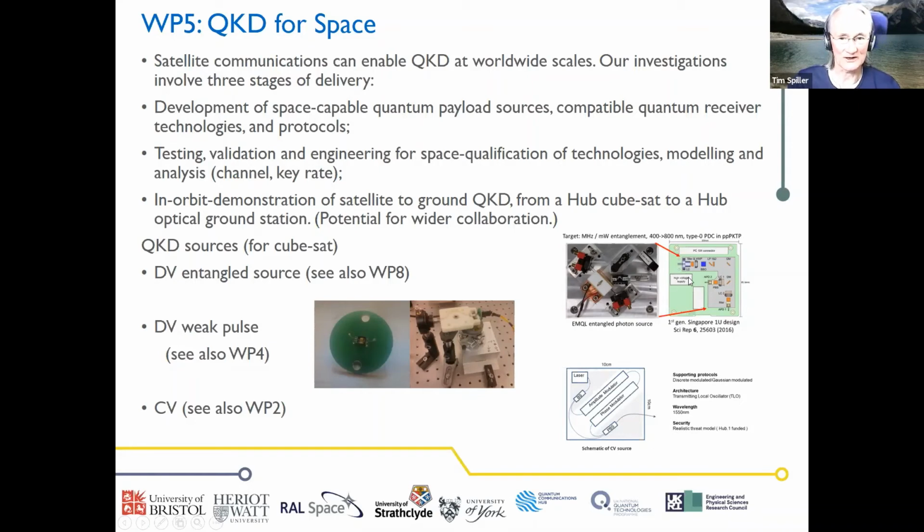We're also going to be looking at an entangled source candidate, and I'll come back to that in WP8. And I've also already mentioned CVQKD in WP2, and we're going to look at developing a suitable CV source to put up in space as well. So we've got multiple candidates for stage 1, if you like, to develop these payloads. And then we'll see if they stand up to the potential conditions that they're going to encounter in space.